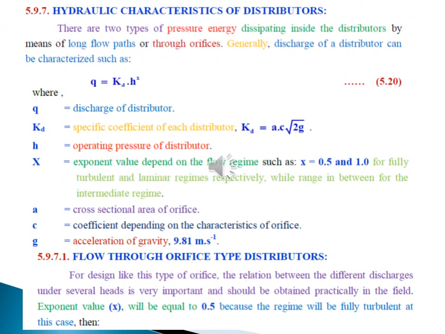Hydraulic characteristics of distributors. There are two types of pressure energy dissipation inside distributors, by means of long flow paths or small orifices. Generally, the discharge of distributors can be characterized as shown in the enclosed equation. Follow these equations and experiment by yourself. It is so easy.